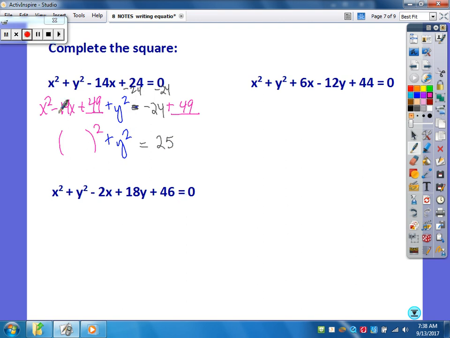Alright, so shortcut to factor, half of negative 14 is negative 7. So x minus 7 squared plus y squared equals 25. So again, if we had to identify the center and the radius, positive 7, 0, and the radius would be 5.